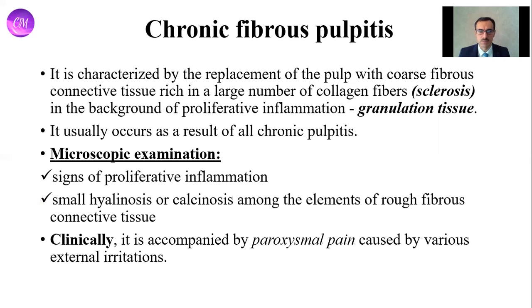During the histological examination, we find signs of productive inflammation, such as lymphocytic infiltration, plasma cells, macrophages, and small hyalinosis or calcinosis among the elements of raw fibrous connective tissue. Clinically, it is accompanied by paroxysmal pain caused by various external irritations.